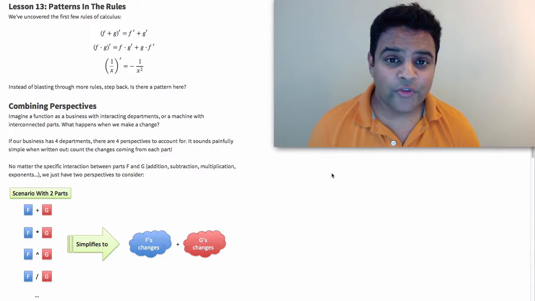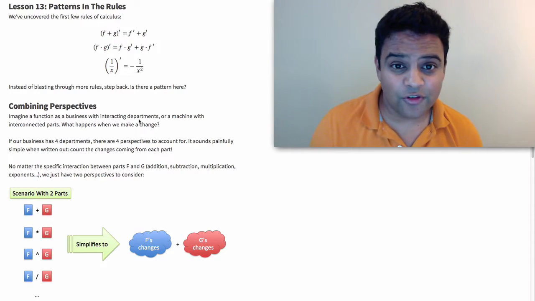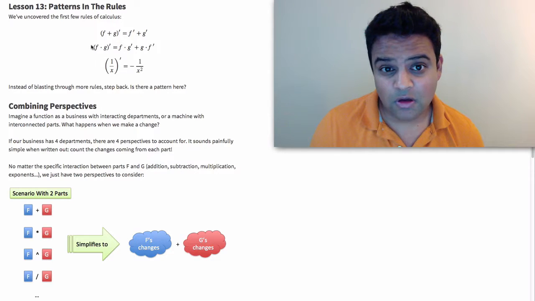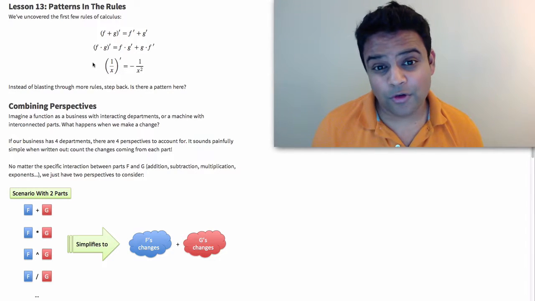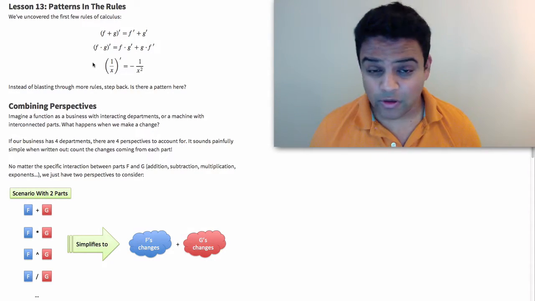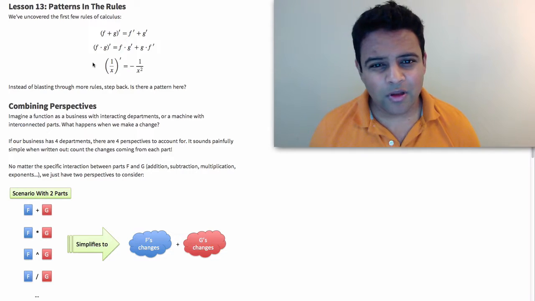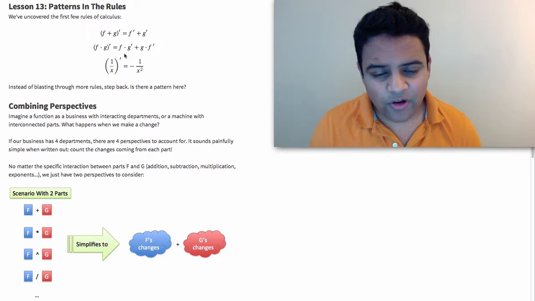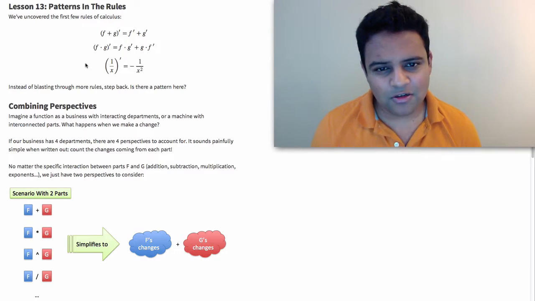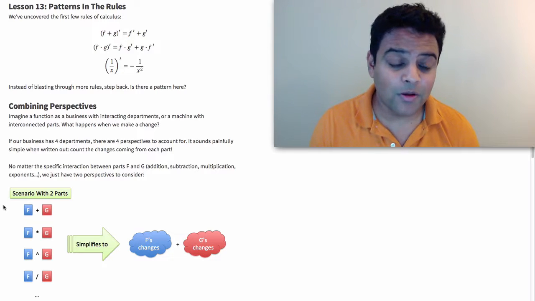In the last lesson, we figured out some of the basic rules of calculus. So as you can see, our addition rule, our multiplication rule, and our inverse rule. Now, we could keep cranking along and trying to find more, but let's just take a step back and think, okay, is there a pattern here? I mean, these look fairly simple, but is there some kind of connection underlying all of them? And there is, actually. Here's the first one.